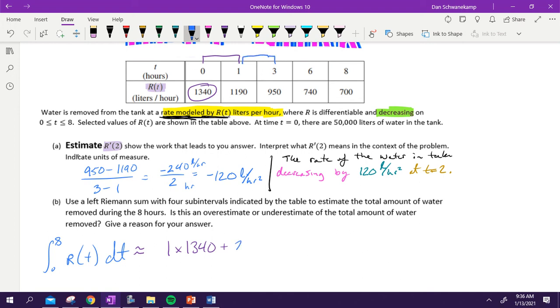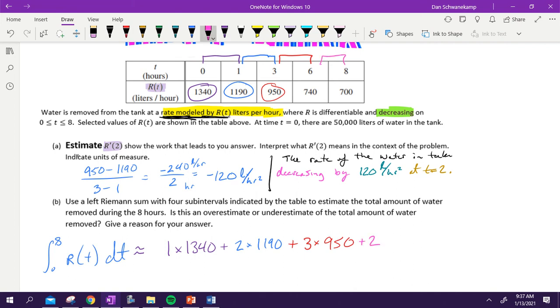2, because my width is 2, times my height, which is going to be 1190. Cool. Then my next one. Slade, what's my next one going to look like? 3, because I'm going from 3 to 6, times my height, 950, the number on the left. And then my last one here. Dylan, what's my last one going to look like?